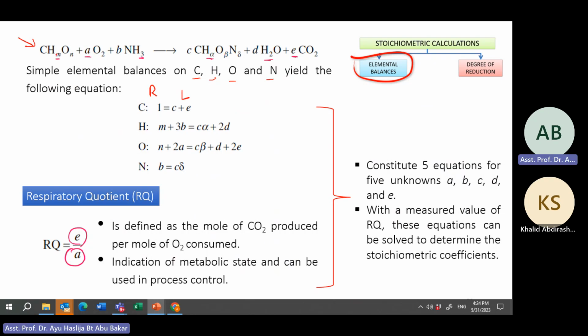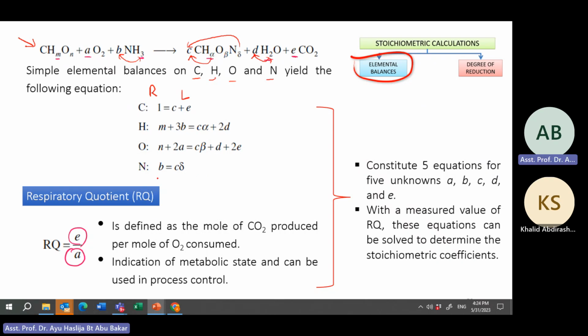H M plus 3B equals to alpha multiplied by C plus 2D. Okay, so that's how it gets the unknown for each of the atom. Okay, balance all atom. Nitrogen, so B, C, and delta. Okay, so that's how it get over here.